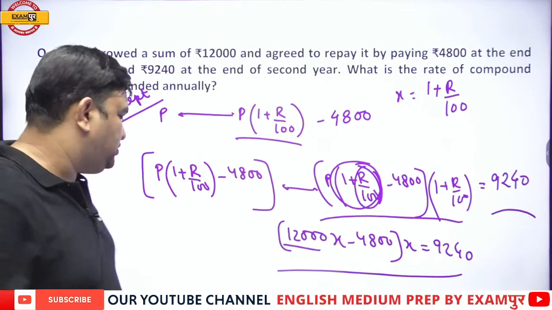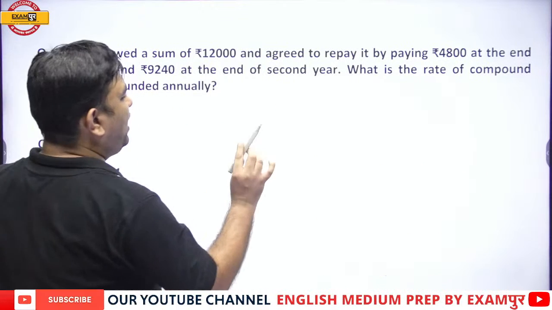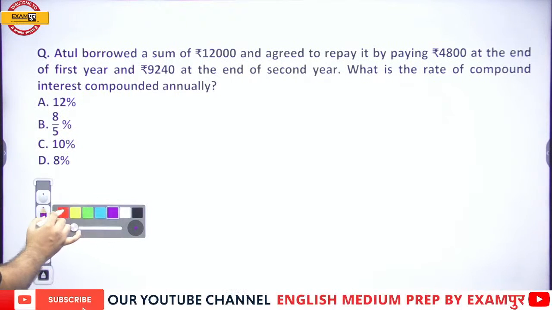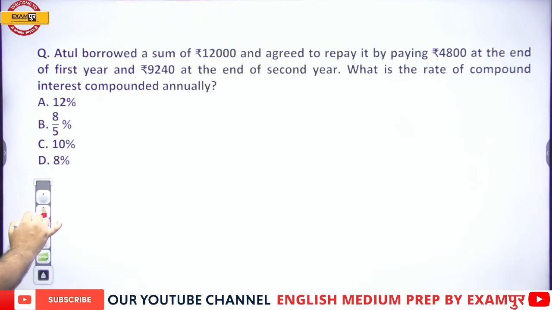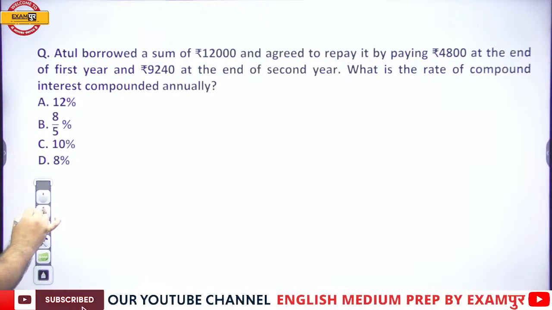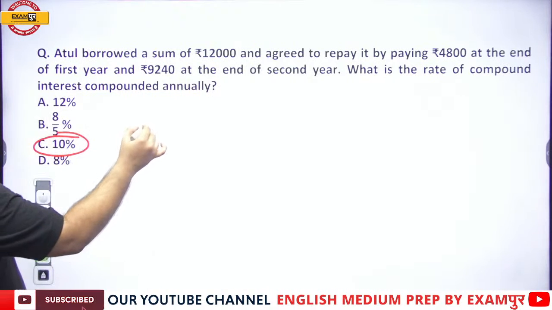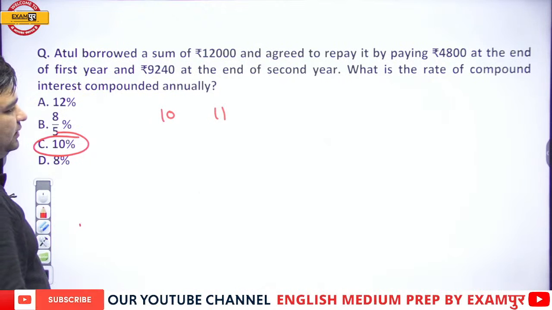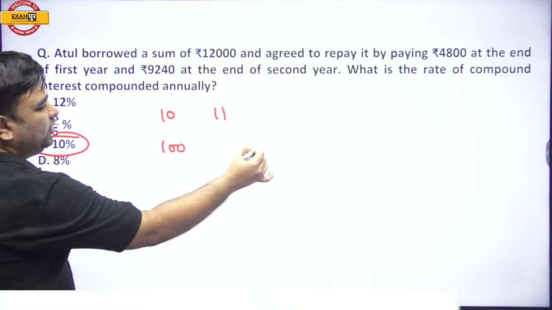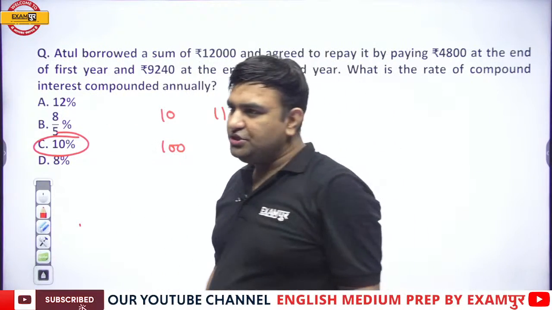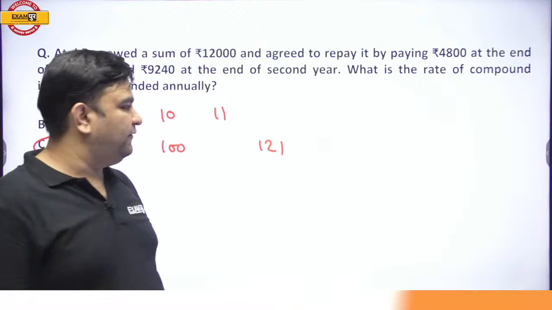Okay, that is the actual way. However, what we can do is go for the options as well. Suppose we go for 10%. So a 10% rate means 10 will become 11 in 1 year, and 100 will become 121 in 2 years.